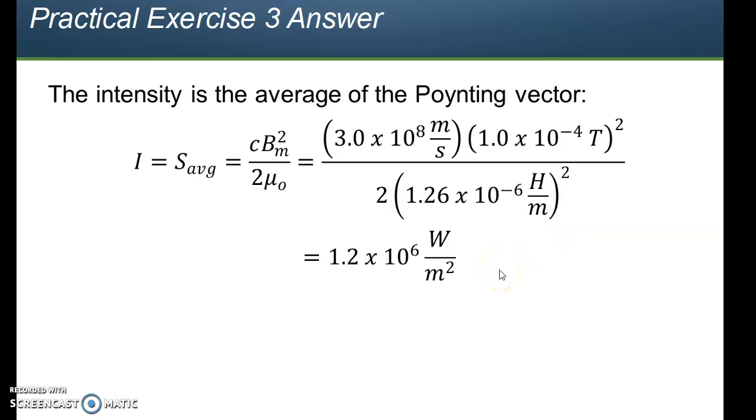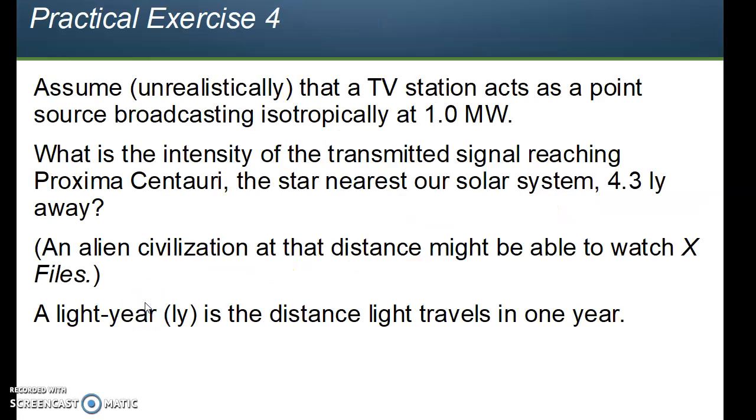And when you do that, it turns out the answer is 1.19 times 10 to the 6th watts per square meter. And if you put that in scientific notation, it's 1.2 times 10 to the 6th watts per square meter. Okay? So yes, this right here does not belong there. Okay? Practical exercise number 4. And this is problem number 8.